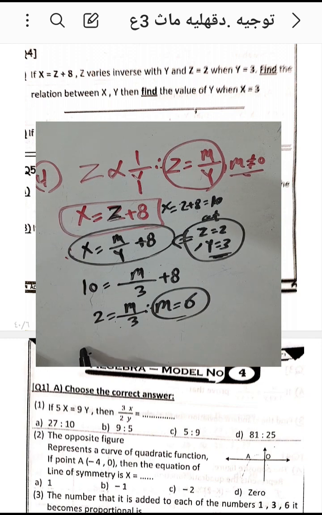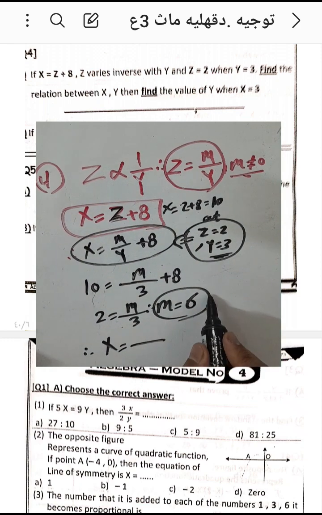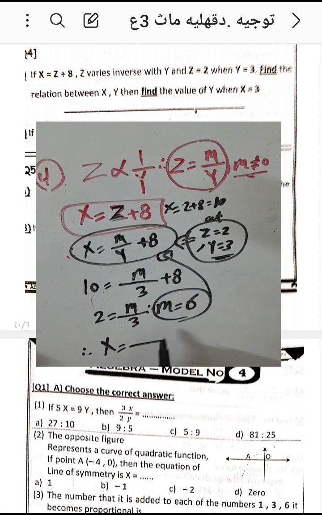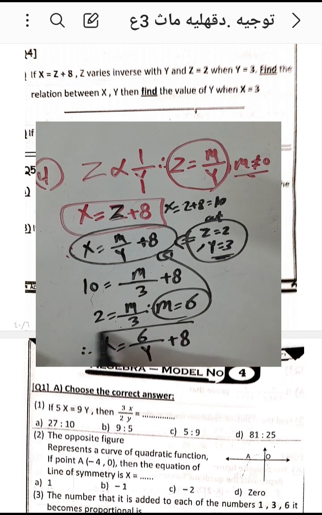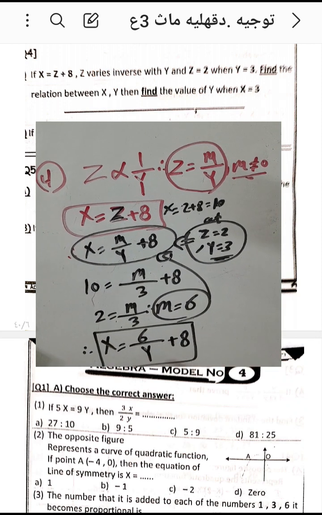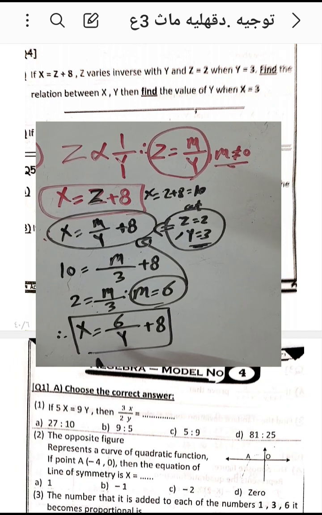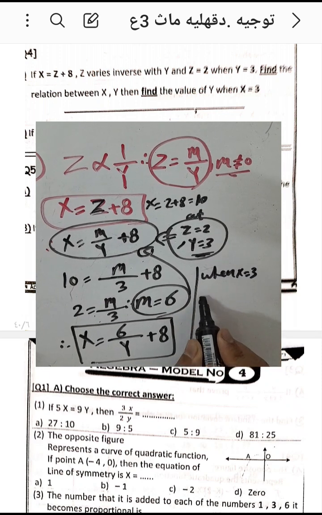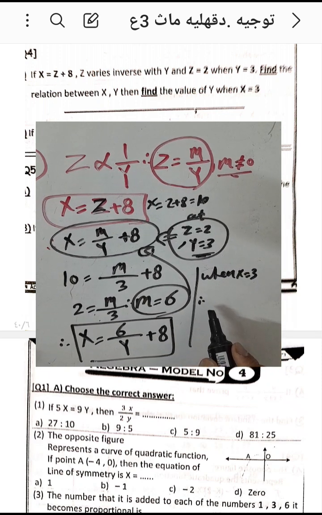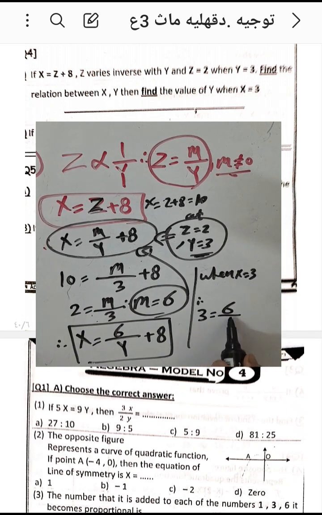In the relation between x and y, x will be 6 over y plus 8. Okay, put m here, 6 over y plus 8, it's the relation between x and y. And then you want to find the value of y when x equals 3. When x equals 3, then we can find the value of y. Put x equals 3 here. 3 equal 6 over y plus 8.